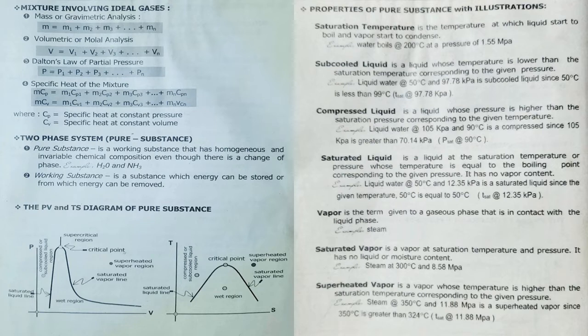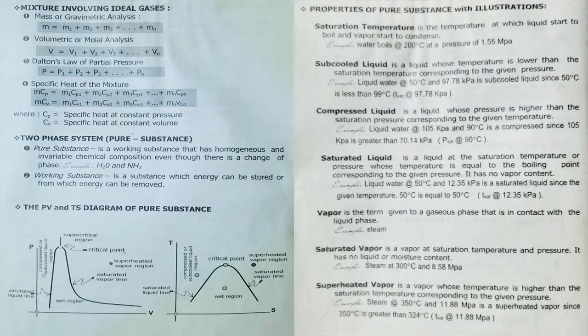Specific heat of mixture, we have M Cp equals M1 Cp1 plus M2 Cp2 plus so on. The same with M Cv, where Cp is specific heat at constant pressure, Cv is specific heat at constant volume. You have two-phase system, pure substance.